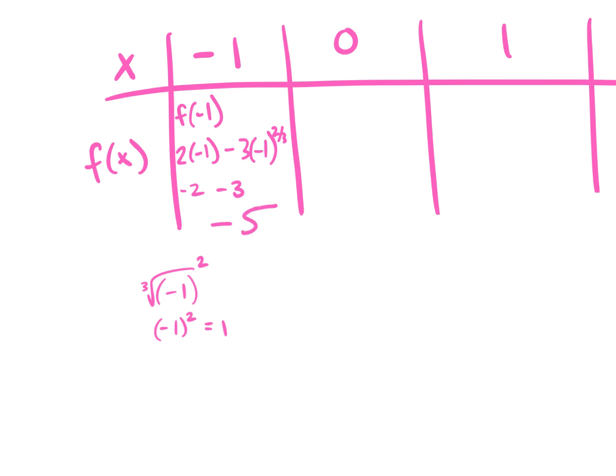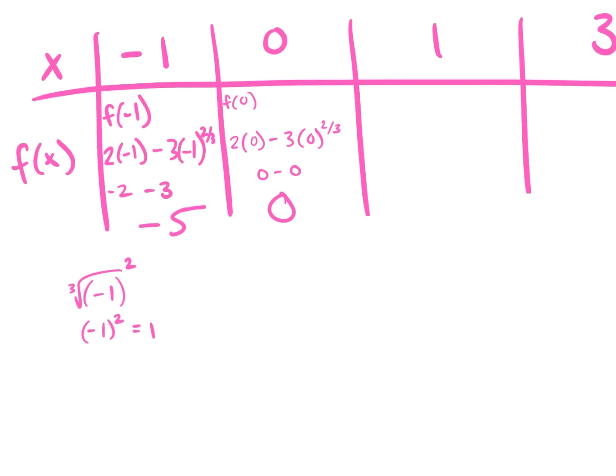Now let's plug in 0. So we want to find f of 0. 2 times 0 minus 3 times 0 to the 2/3 power. This would be 0 minus 0, which is 0. Next, let's find f of 1. So 2 times 1 minus 3 times 1 to the 2/3 power. So 2. What's 1 to the 2/3 power? 1. So 1 times negative 3 would be negative 3. 2 minus 3 would be negative 1.